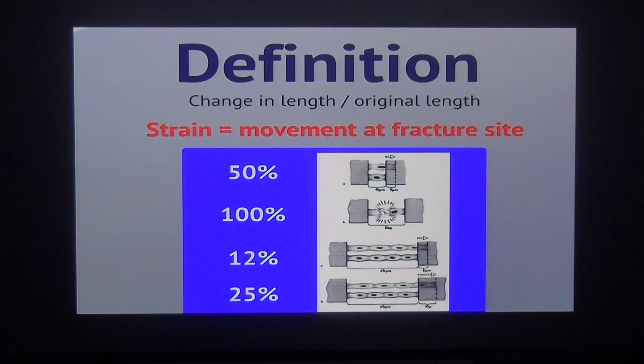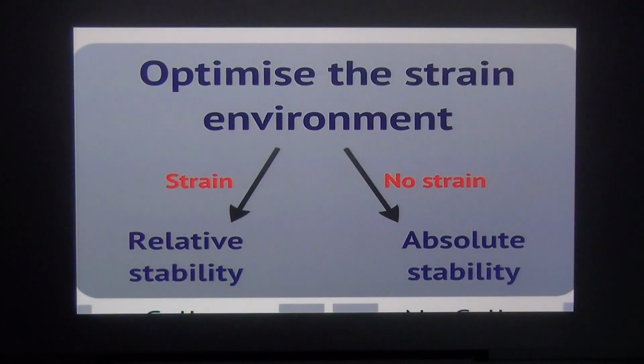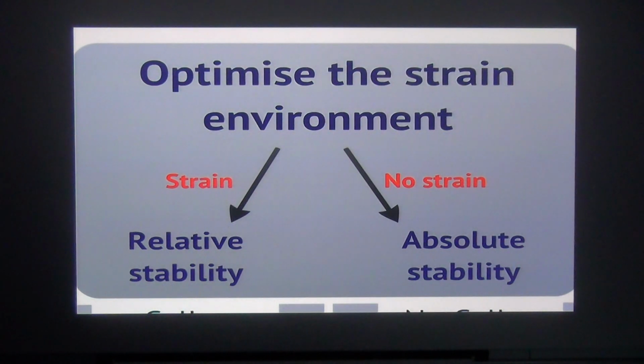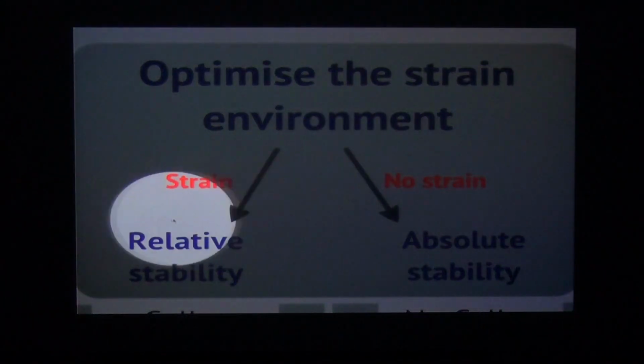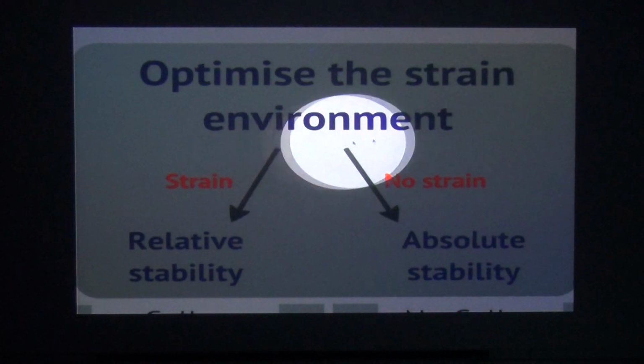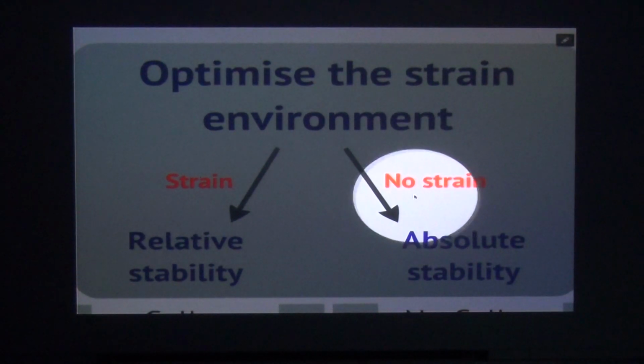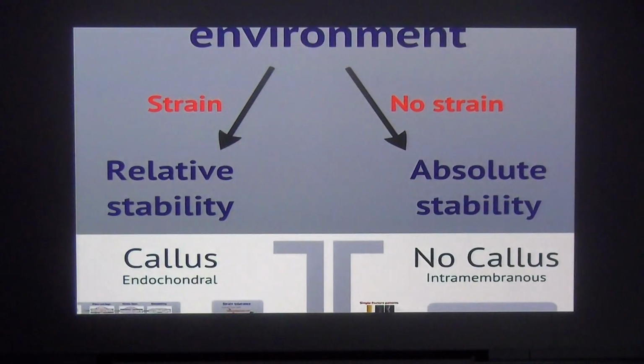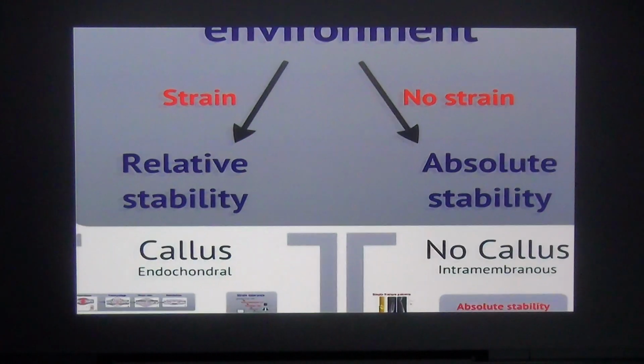Movement at a fracture site. If there's one thing you take away, strain is movement at a fracture site. So you hear people talk about optimizing the strain environment. Anyone who's done orthopedics knows about relative stability and absolute stability. One is allowing yourself some strain, and the other is allowing yourself no strain. If you allow yourself strain, you get callus, and if you allow yourself no strain, you get no callus. That is something you're going to hear me say at least another 17 times.